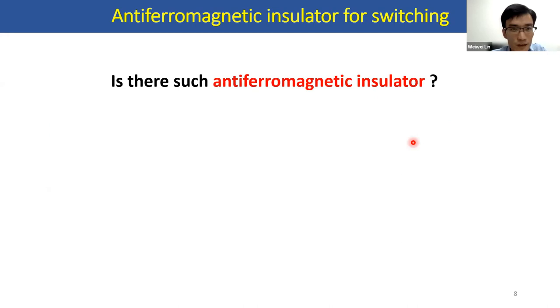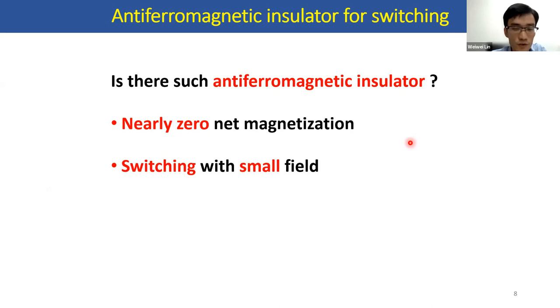One may have the question: can we have an antiferromagnetic insulator that is easy to switch, with nearly zero net magnetization, that switches in a small magnetic field? This is technically useful, and it can be electronically detected. Is there such an antiferromagnetic insulator?